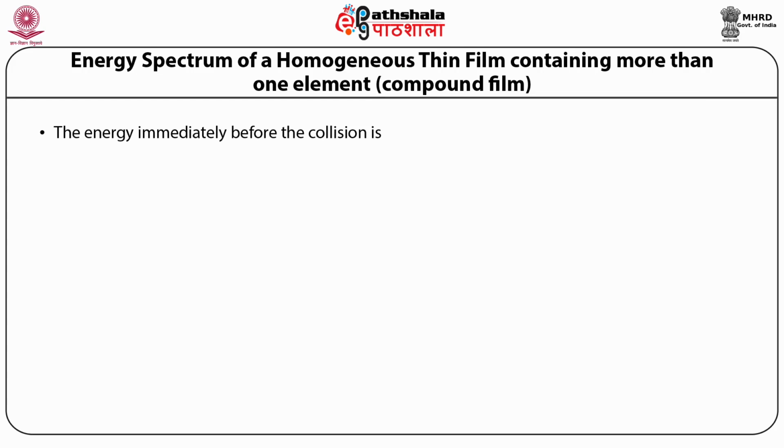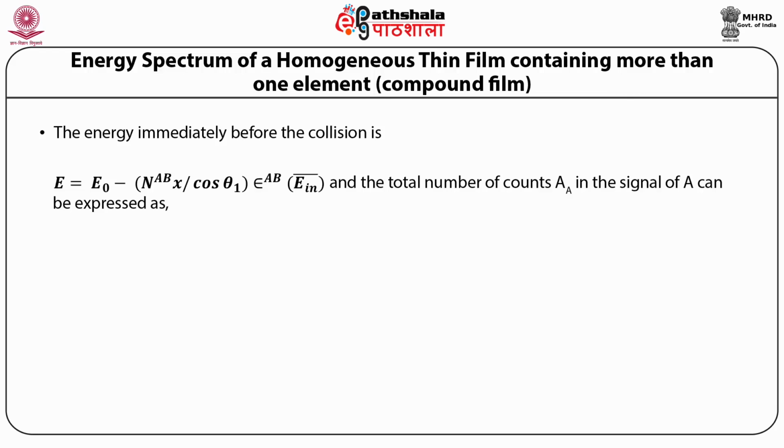The energy immediately before the collision is E equals E0 minus N AB x divided by cos theta 1, whole multiplied by epsilon AB E bar in, and the total number of counts AA in the signal of A can be expressed as AA is equal to omega Q m n AB divided by cos theta 1, whole multiplied by the integration from 0 to t of sigma A, the function of E, times dx.